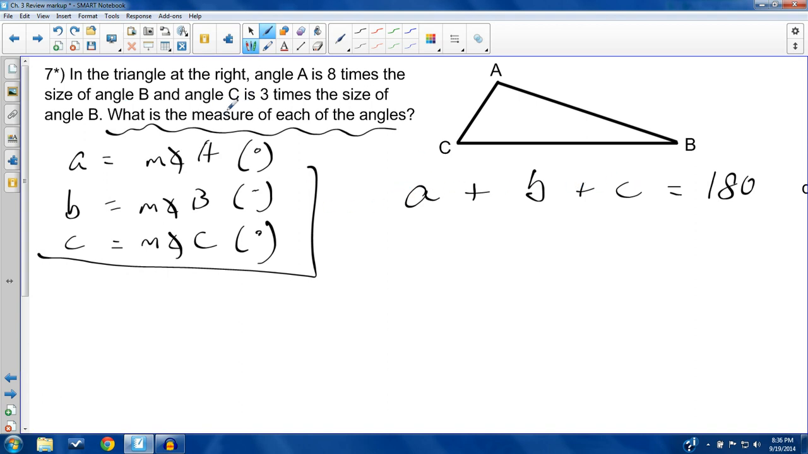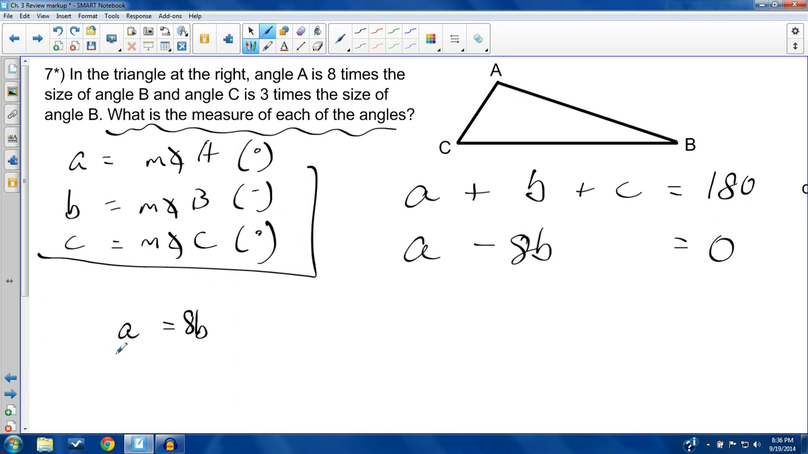Angle A is 8 times the size of angle B. Now that does not mean you multiply 8 times 8. A is 8 times angle B, meaning you have to take angle B and multiply by 8 to match A. So A equals 8B. If I wanted to write this in my system, I'd subtract 8B, and I'd get A minus 8B equals 0.